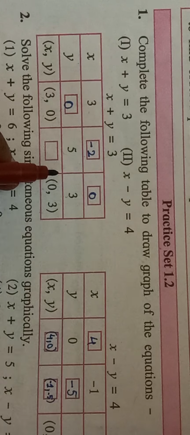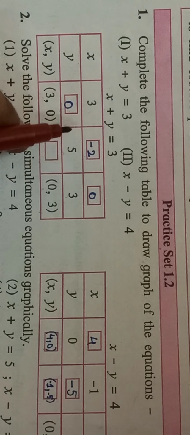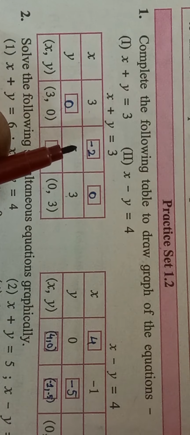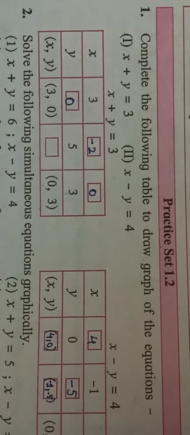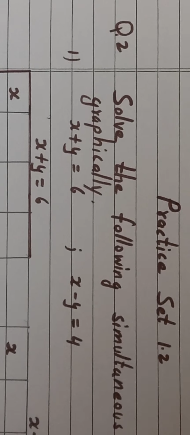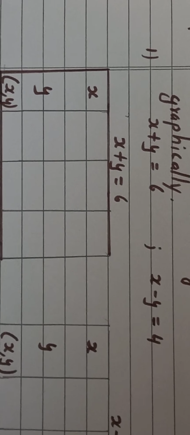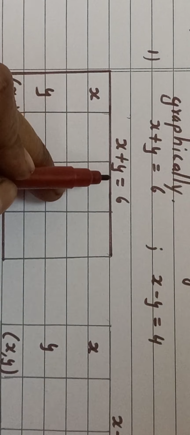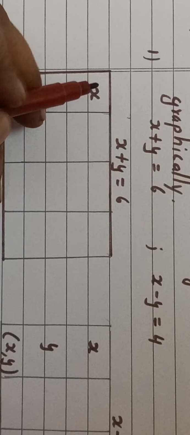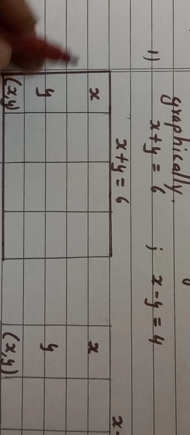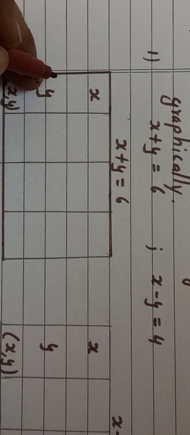If you want to solve the equations simultaneously by graphical method, you have to prepare tables like this. So here, I have already prepared one table. See here. Practice set 1.2, second, first sum. The first table is here, x plus y is equal to 6. For this equation, I have prepared this table where you have to take x coordinate on your own.